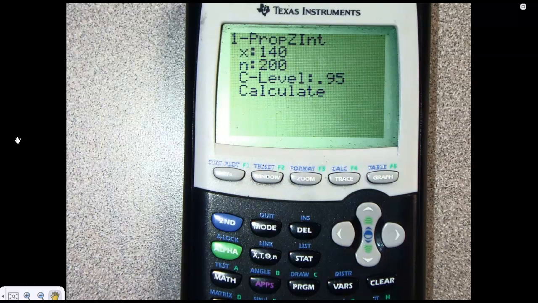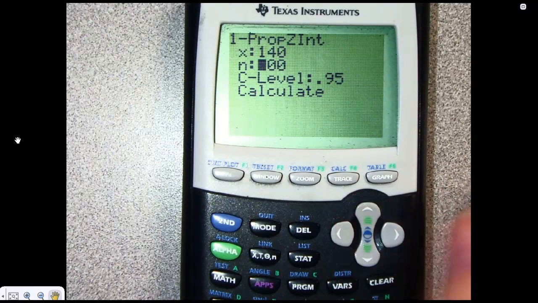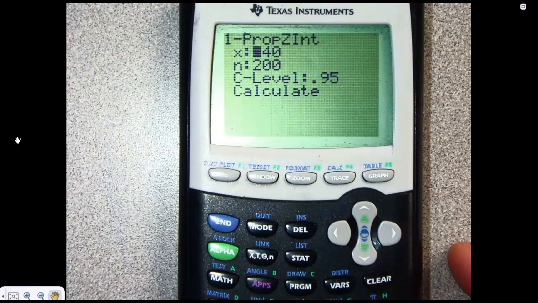Say there's 300 people. You figure out what's typed in this scenario. There's 300 people, p hat is 0.4. What would go in both of those two spots? 300 people, p hat is 0.4. Type it in.